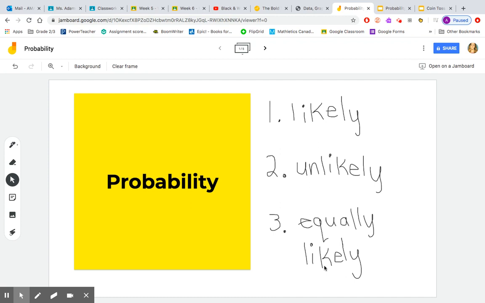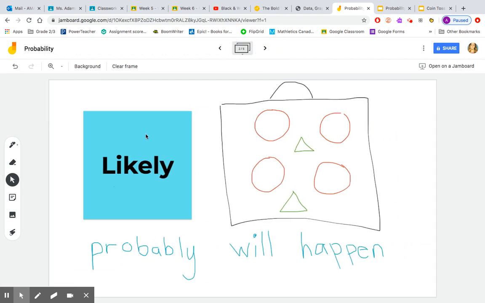So, this week we are talking about probability, and these are three new words we are going to be learning about as we learn about probability. The words are likely, unlikely, and equally likely. We're going to talk about what those three words mean. So, the word likely means that something will probably happen.